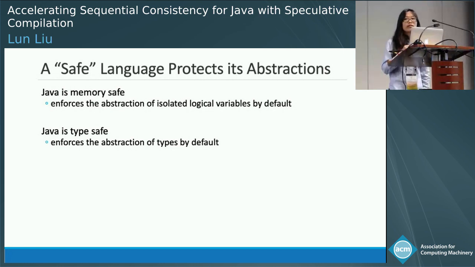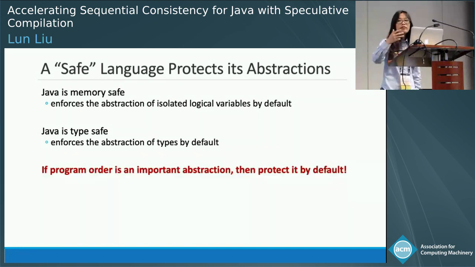For example, we say Java is a memory safe language because Java protects the abstractions of memory. You have the abstraction of isolated logical variables, so even if the programmer made some mistakes, you don't have buffer overflow. Another example is that Java is type safe because it protects the abstraction of types by default. Only certain types of operations can be applied to certain types of objects. So if you follow the same line of thought, if you believe program order is an important abstraction, you should try to protect it by default.